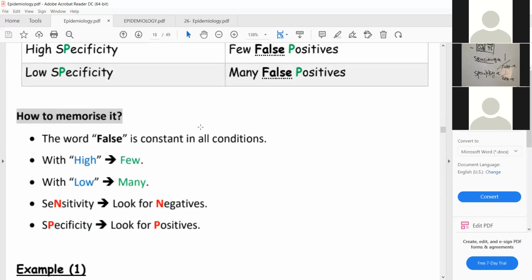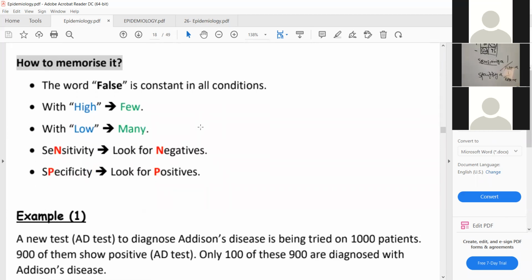Now let's do an example. A new test, the AD test, to diagnose Addison disease is being tried on 1,000 patients. Basically, it is a screening test. 900 of them show a positive AD test, but only 100 of these 900 are diagnosed with Addison disease. So out of these 900, only 100 truly had the disease.